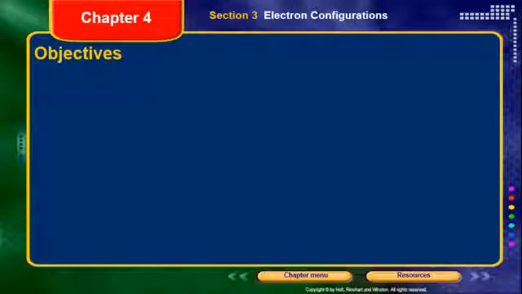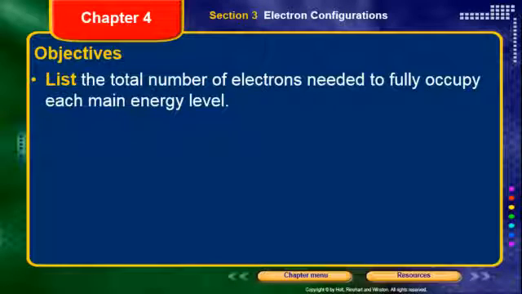All right, chemistry, this is your first video lecture for chapter 4, section 3. We're talking about electron configurations. At the end of this section, you should be able to list the total number of electrons needed to fully occupy each main energy level. If you remember that term main energy level from previous sections, that is the principal quantum number represented by a lowercase n.